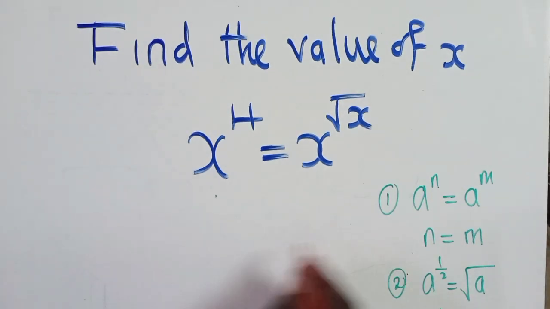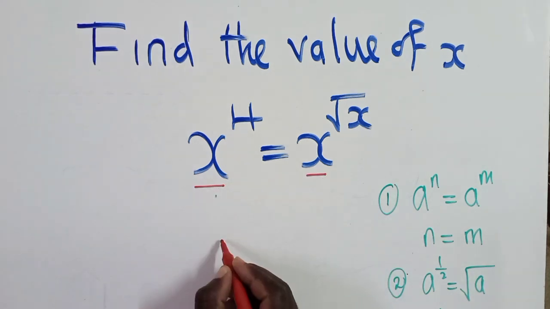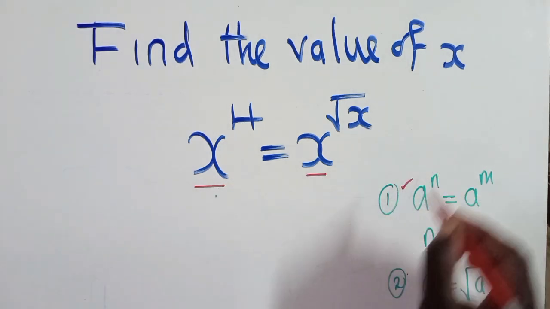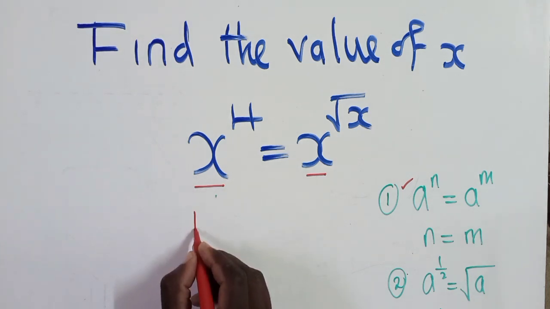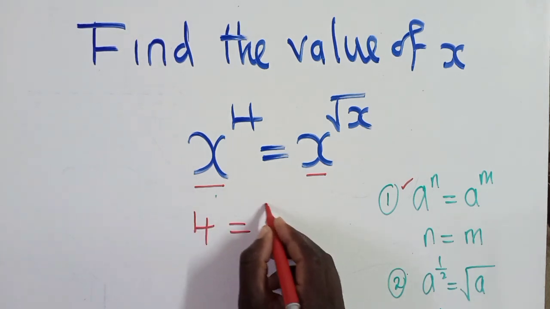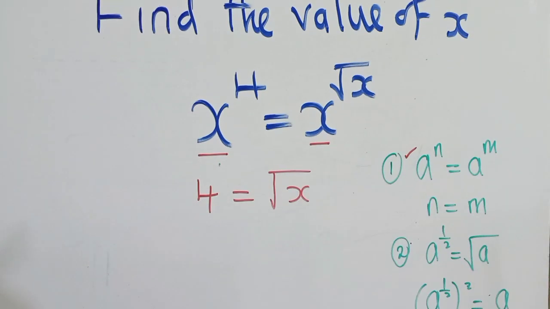So the first thing here is to check, how are the bases? Are they similar? Yes, law number one must be applied. Since we have similar bases, we're going to say 4 is equal to square root of x. Okay? We just get the powers. Next thing is now to get rid of the square root, applying number 2.